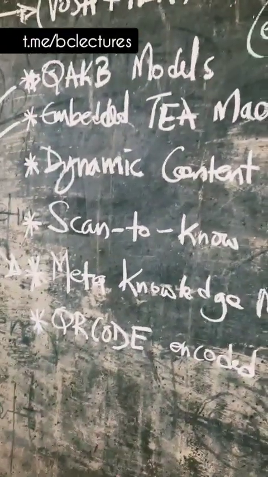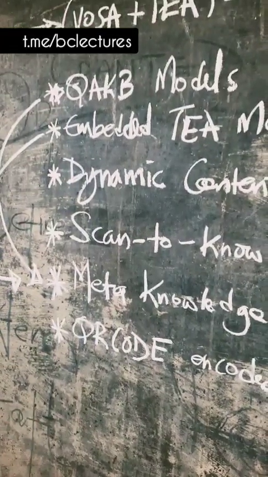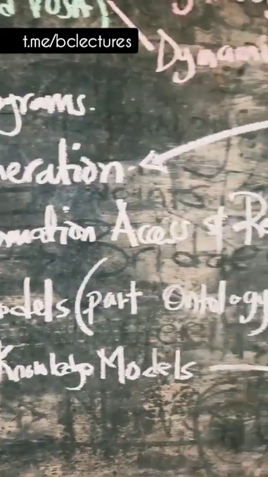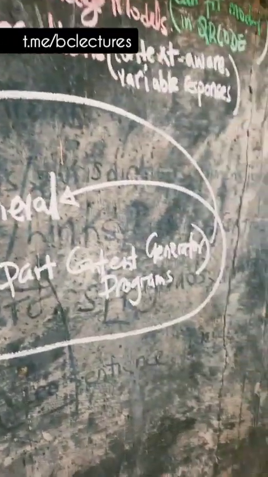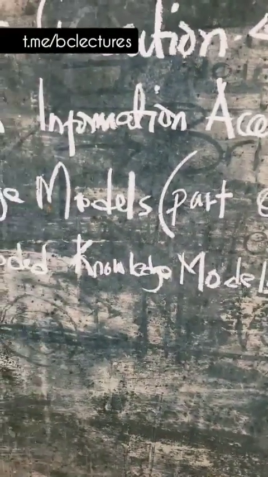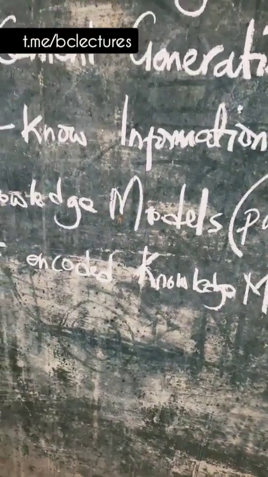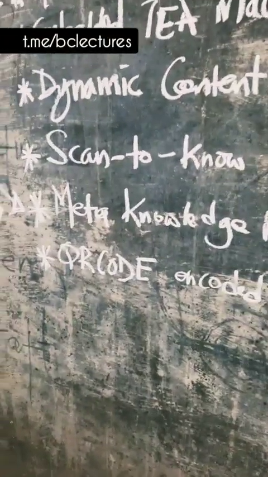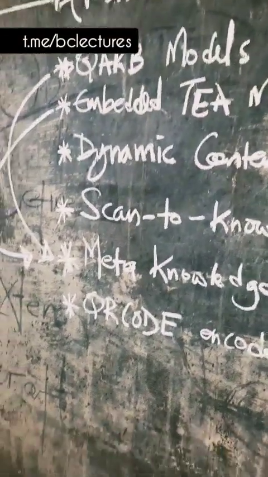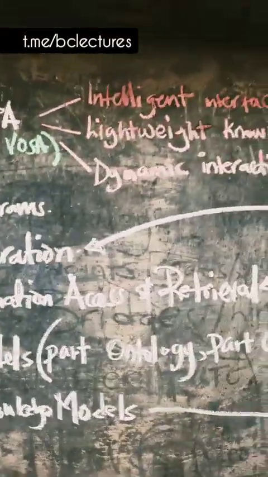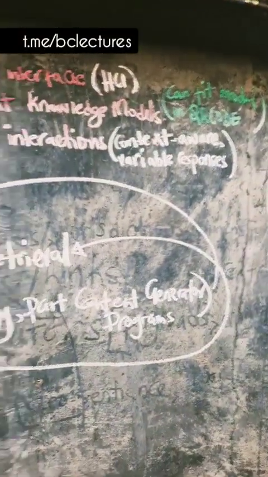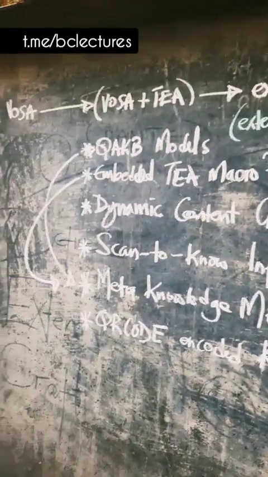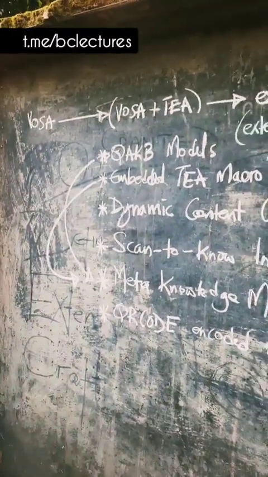Also, that is going to still leverage the scan-to-know information access and retrieval. That is because we are still using QR codes to encode the knowledge models, this time not only for retrieval but also for embedding the knowledge model in the QR code. So that is part of that, and we expect that this is going to be a very exciting research, because VOSA's knowledge models are very interesting.